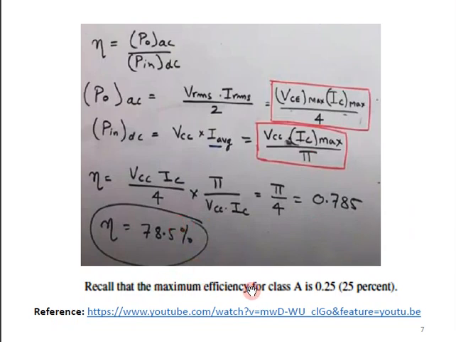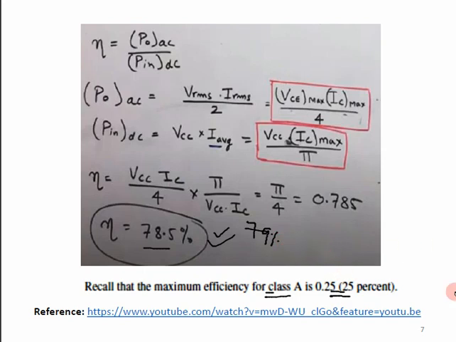Now recall the efficiency is 0.25 for the class A amplifier. So it means that the class B amplifier is more efficient than the class A amplifier. In the class A amplifier, only 25% of the power is delivered to the load, and the remaining 75% is dissipated as heat. Over here it is approximately 79%, so it means that 79% of the power is delivered to the load, and the remaining 21% is dissipated as heat.